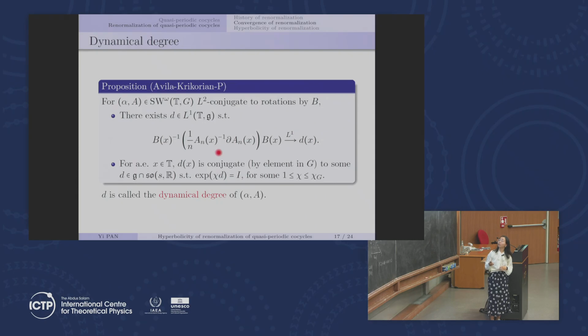And the limit dx, for almost every point, stays in the same conjugacy class. And in particular, it is in the compact part of the Lie algebra. And it has some periodicity. So up to some chi, the bound is only depending on the group G. So up to some integer times, exponential D equals the identity. And that is the dynamical degree of alpha A. So the limit is purely depending on the dynamical property of alpha A.